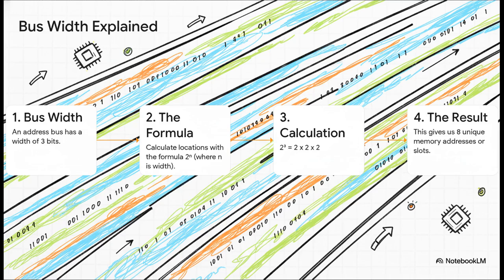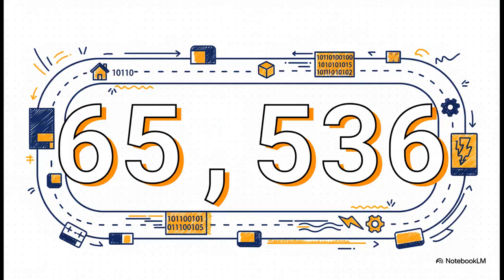The number of unique places it can point to is calculated with a simple formula, 2 to the power of n, where n is the width. So 2 to the power of 3. That's 2 times 2 times 2, which gives us 8. A 3-bit bus can only find 8 different spots in memory. That's it.